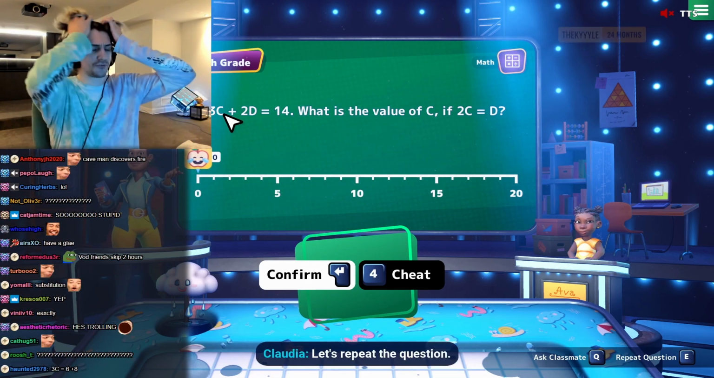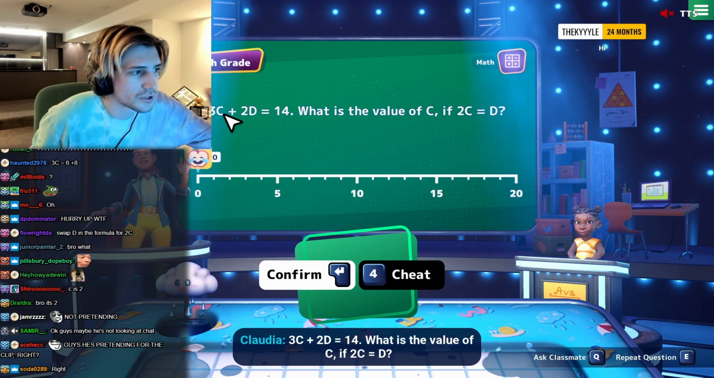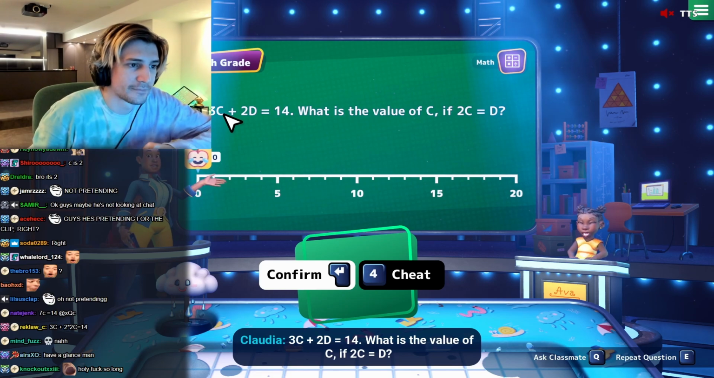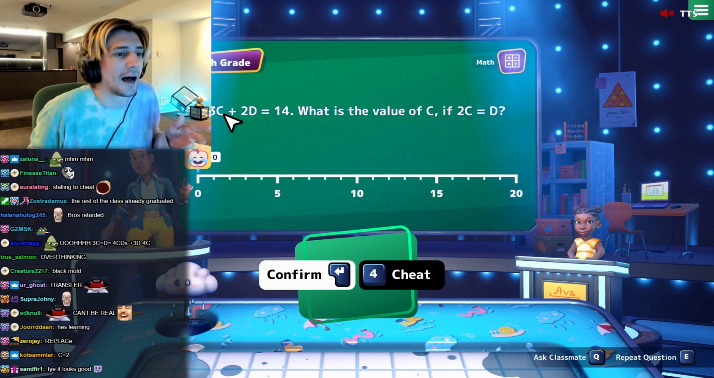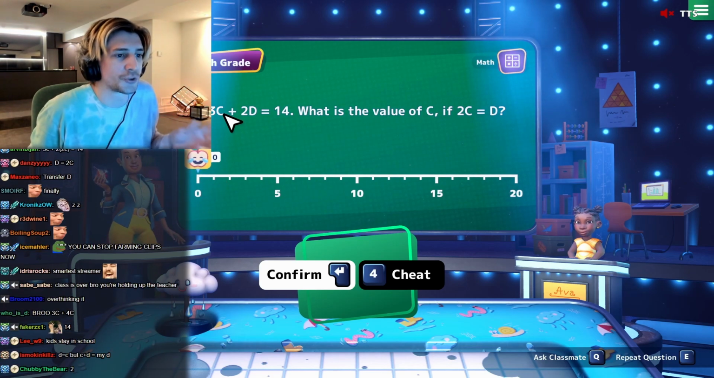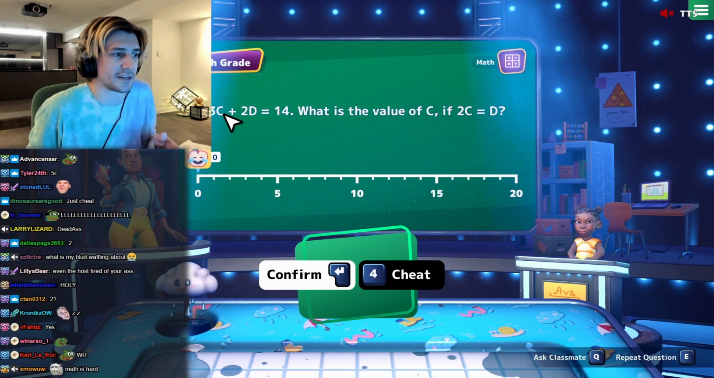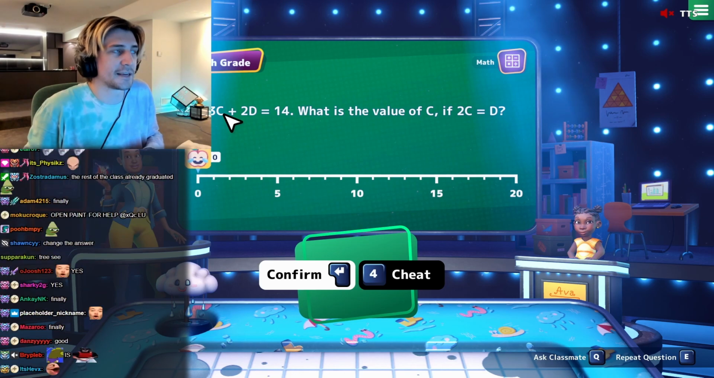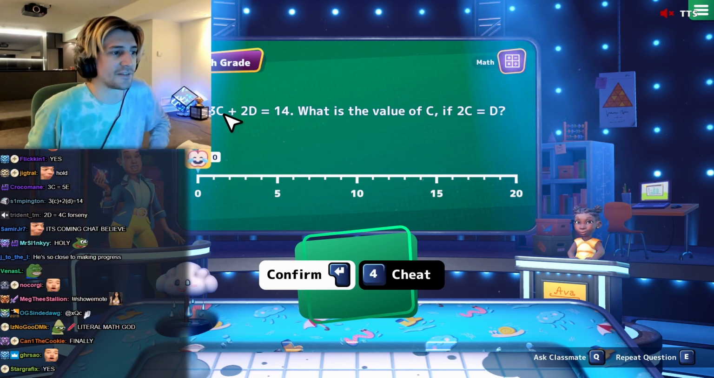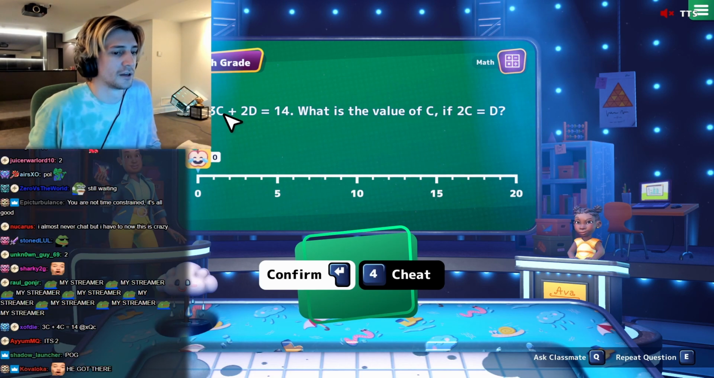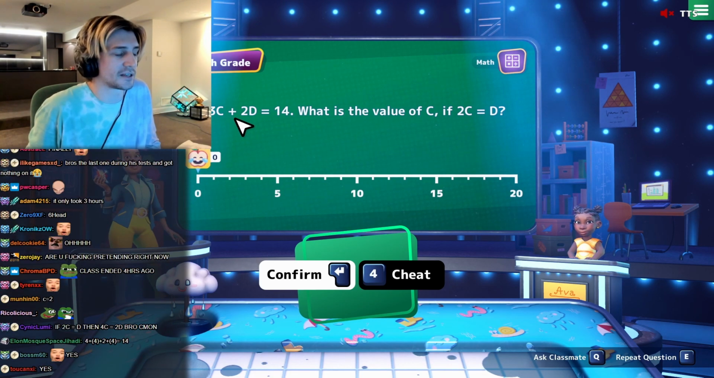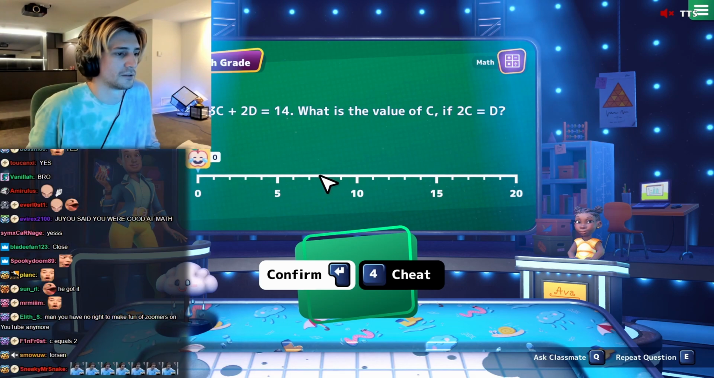Sorry, this is taking so long. Repeat the question. 3C plus 2D equals 14. What is the value of C if 2C equals D? I can just transfer it then. So 3C plus 4C, it's 7C. 7C equals 14. Divided by 7, C equals 7.